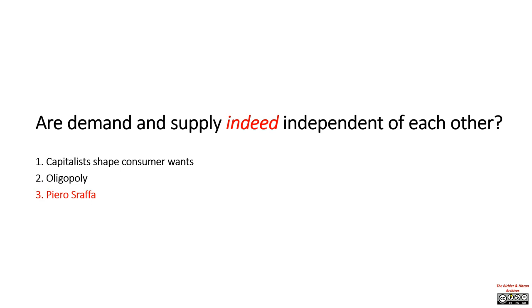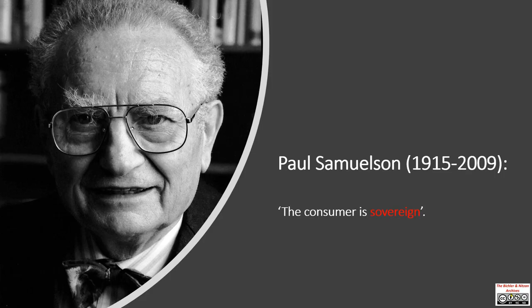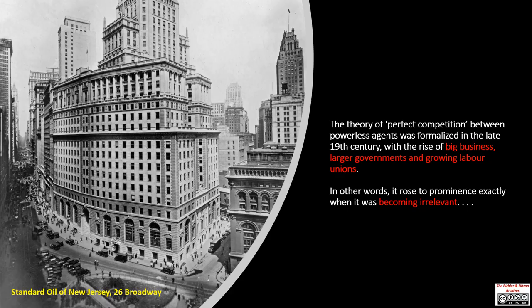Let's begin with the first point, the idea that capitalists shape consumer wants. For neoclassicists, this idea is pure nonsense. According to Paul Samuelson, capitalists can try to influence consumers until they're blue in the face. It won't help them. In the final analysis, he says, the consumer is sovereign. Now, it's interesting that the theory of perfect competition between powerless agents, particularly between powerless sellers and powerless buyers, emerged when it was becoming irrelevant.